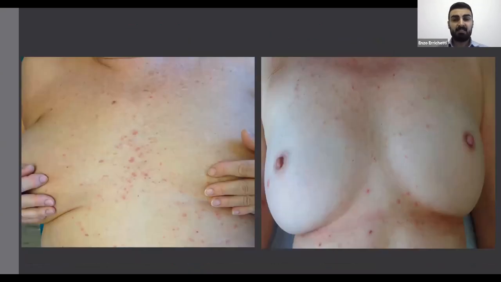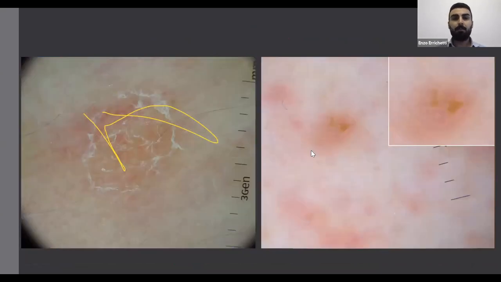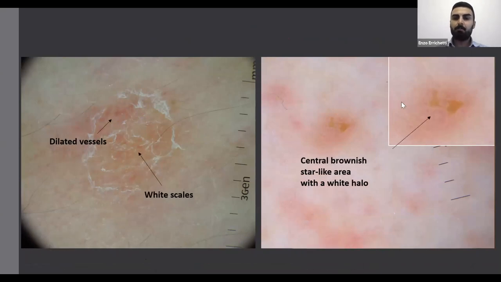Another set of cases. Here, the clinical suspicion might be, in my opinion, Grover's disease in both these cases. But of course, they might be a simple folliculitis, also miliaria rubra. Let's take a look at the dermoscopic patterns. On the right, we have this very pathognomonic dermoscopic pattern with a central brownish star-like area with a white halo in the periphery. On the left, we just have unspecific features, some dilated vessels and white scales.